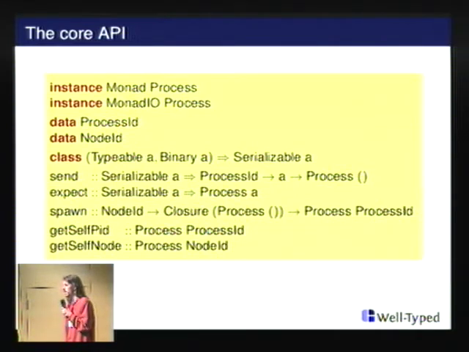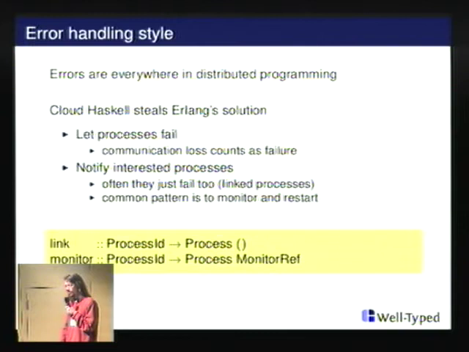And that gives you back the ID of the new process that you just spawned. And you can also find out what node you're running on and what your own process ID is. So that's the core API. You can send and receive, and you can start new processes on new nodes, or the same node.